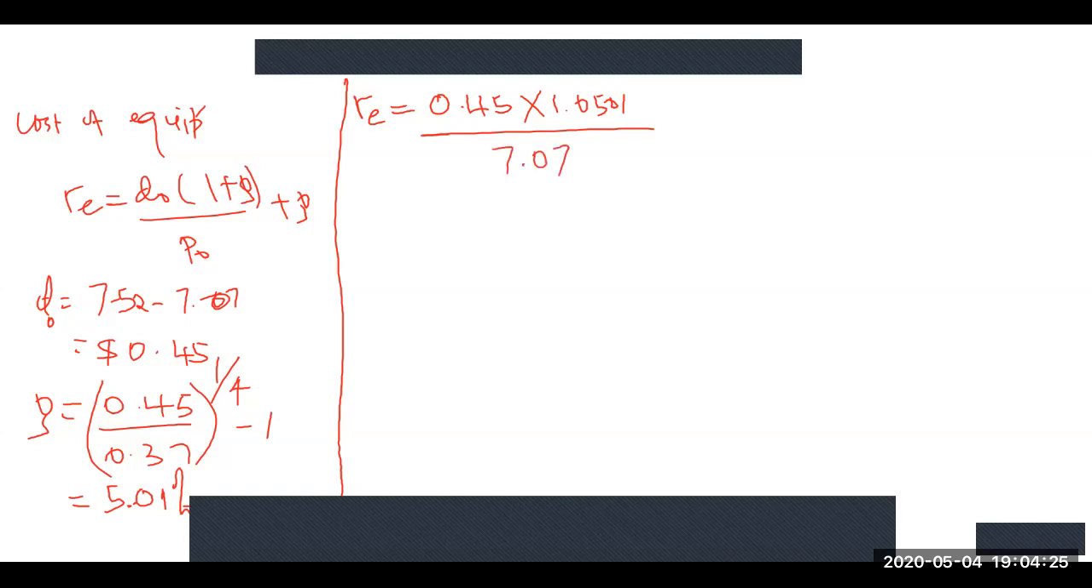Don't forget, we are meant to use plus the growth rate. So don't forget, you're meant to use the ex-dividend market value. So don't use 7.52, but 7.07, the ex-dividend market value. So plus the growth rate, which is equal to 0.0501. Okay. And let's give it for a cost of equity how much?